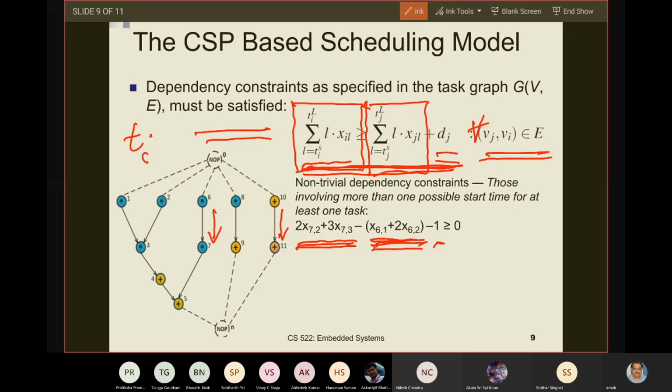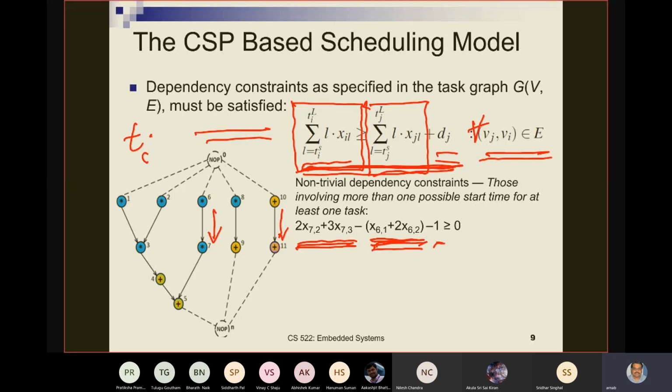Yes, sir. And the value of the term within this bracket, x61 plus 2 into x62, will be equal to either 1 or 2, right? Yes, sir. I got it, sir. So that is why this constraint is true, that is what I am understanding. Now I think you have understood. Yes, sir. So we proceed.